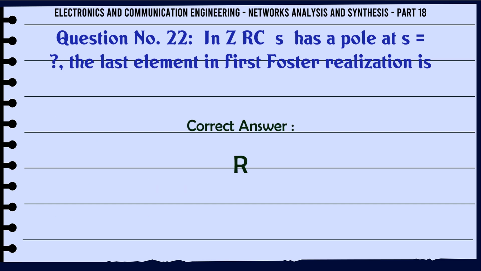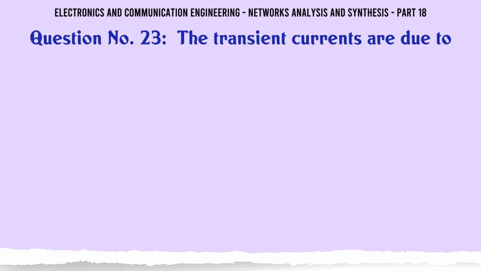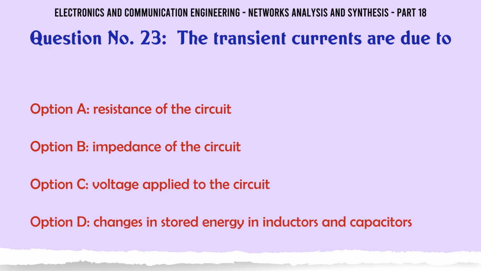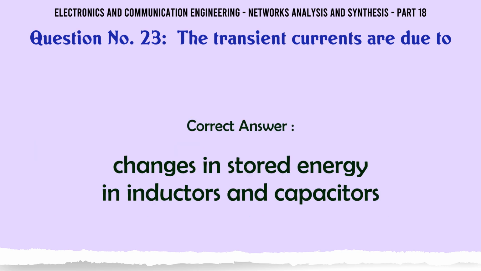The correct answer is R. The transient currents are due to: A, resistance of the circuit; B, impedance of the circuit; C, voltage applied to the circuit; D, changes in stored energy in inductors and capacitors. The correct answer is changes in stored energy in inductors and capacitors.